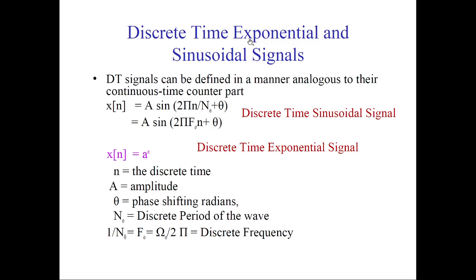In case of a sinusoidal signal, x of n is equal to A sine of 2 pi n upon n naught plus theta. This is the discrete time signal for a sinusoidal signal, and for an exponential signal it is x of n is equal to a raised to n. Here n is the discrete time samples on the time axis, A is my amplitude, theta is my phase shift in radians, and n naught is the discrete period of the wave, where 1 by n naught is equal to f naught, that is omega 0 by 2 pi.